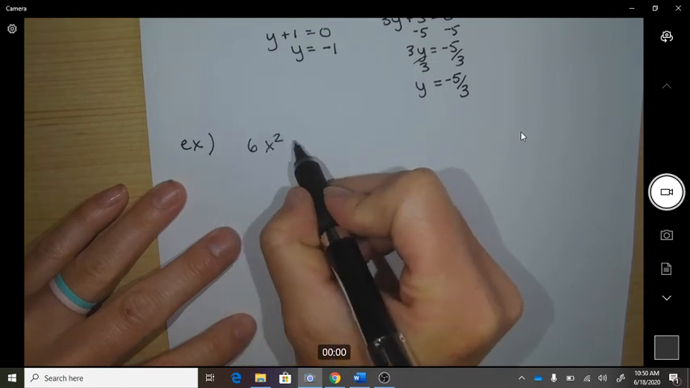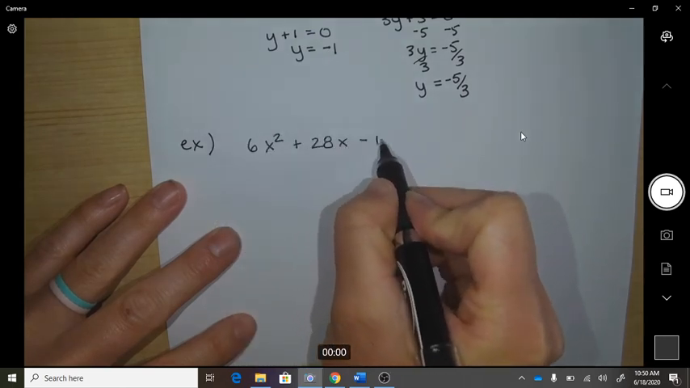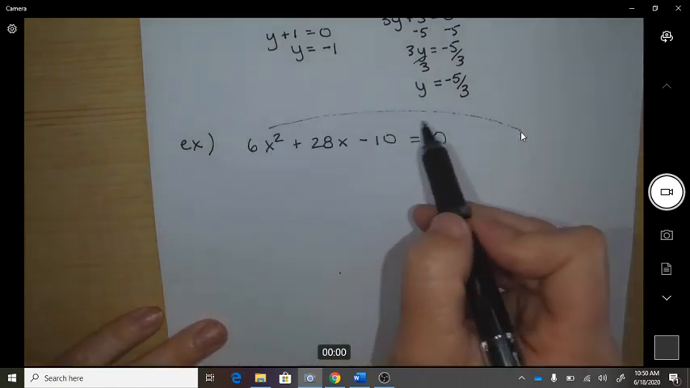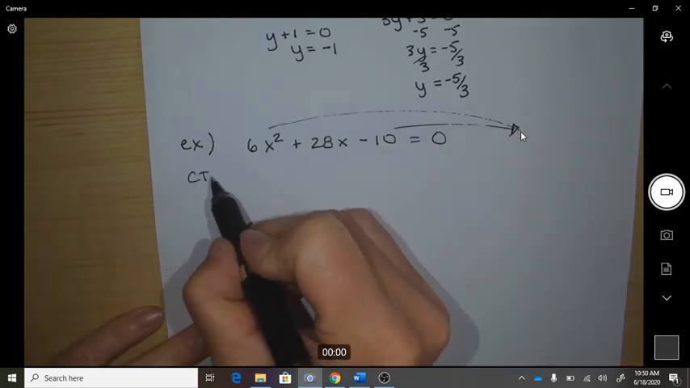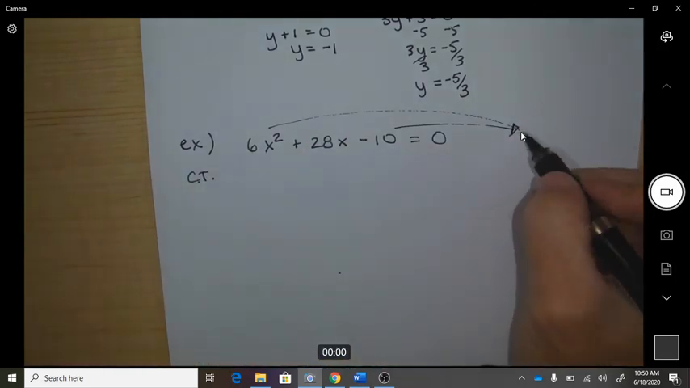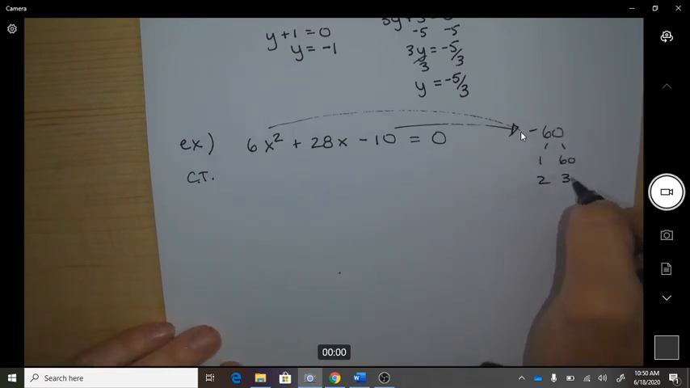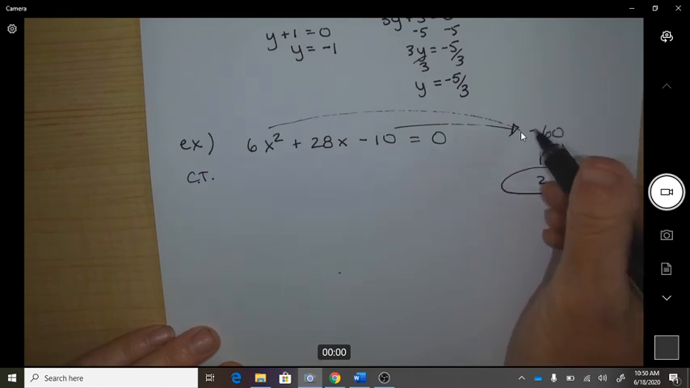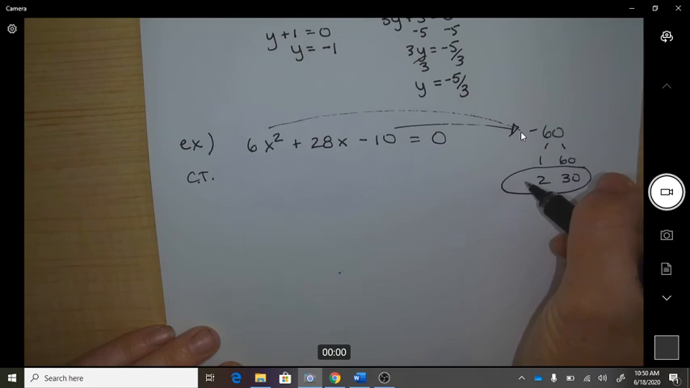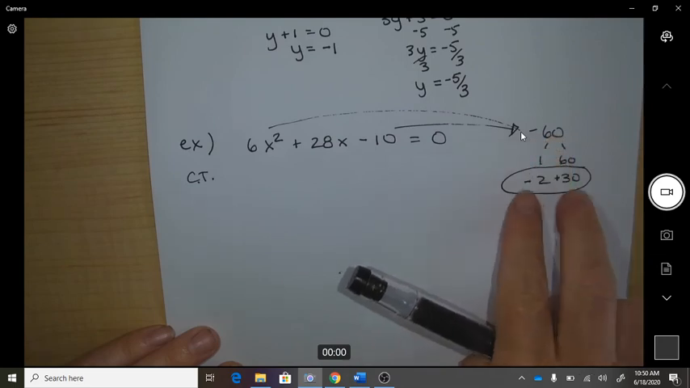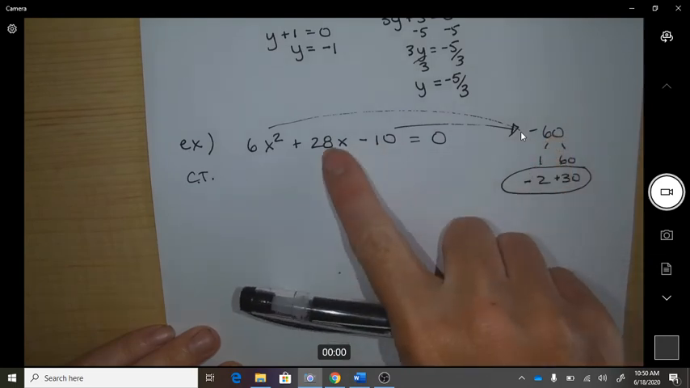6x squared plus 28x minus 10 equals 0. Okay, so I'm going to do this as a complex trinomial. I get negative 60. Factors 1 and 60, 2 and 30. I actually think I found what I want already. I'm trying to get 28. This has to be negative, so one of them is negative. If I do that, those two multiply to negative 60, and they would add to give me 28.